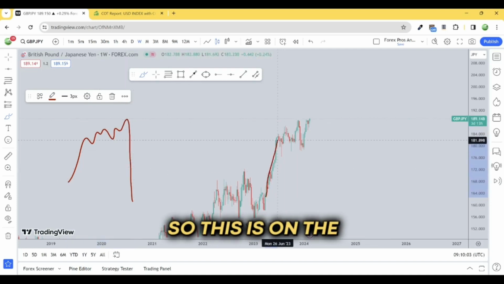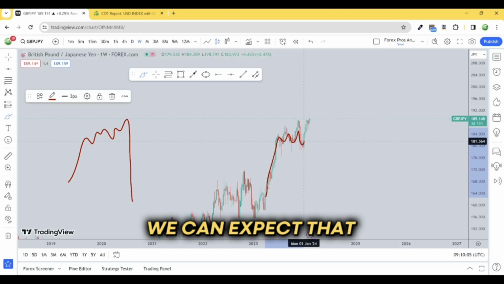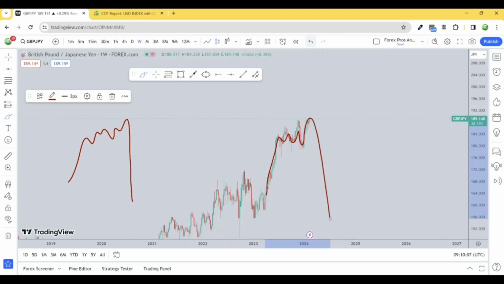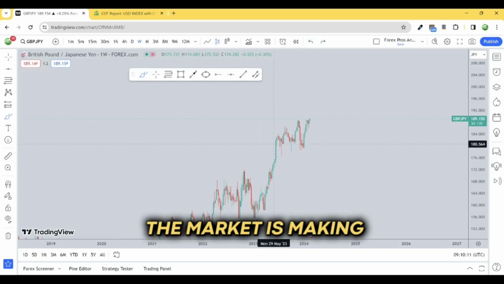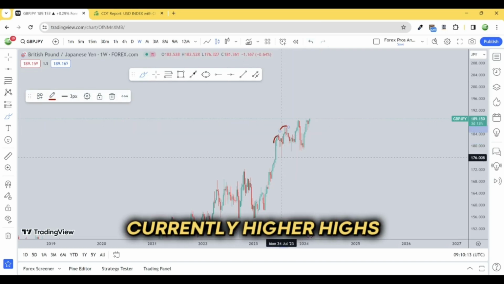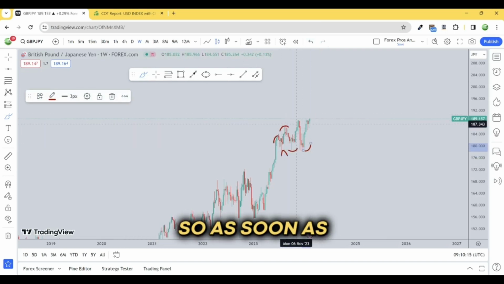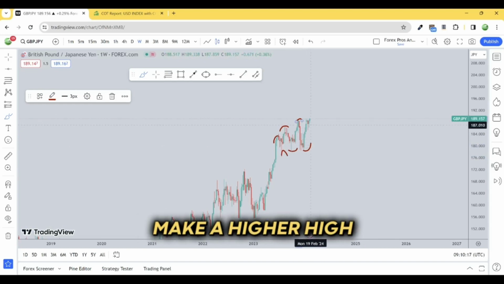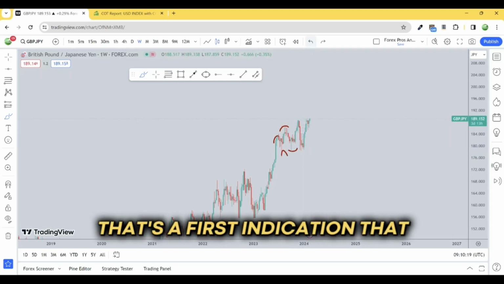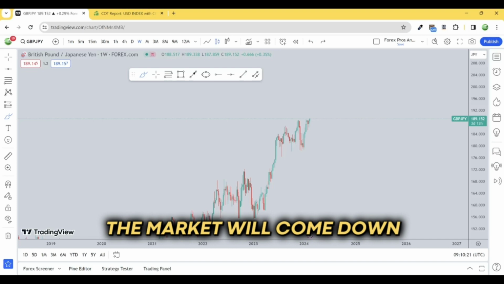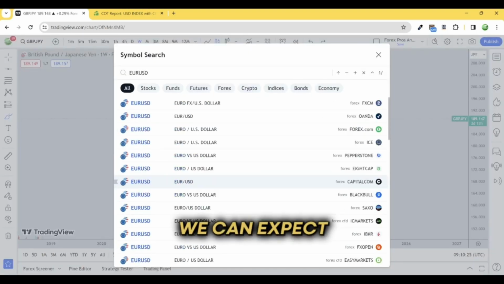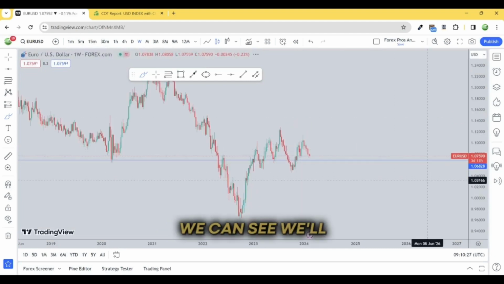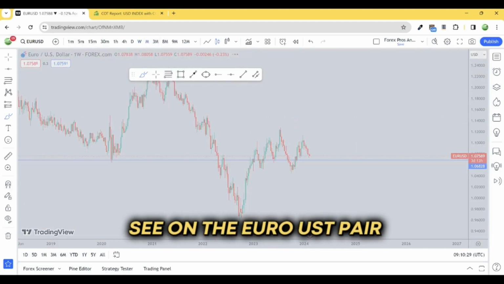So on the weekly time frame, we can expect that the market might start making a huge move towards the downside, as you can see that the market is currently making higher highs and higher lows. As soon as the market does not make a higher high, that's the first indication that the market will come down.